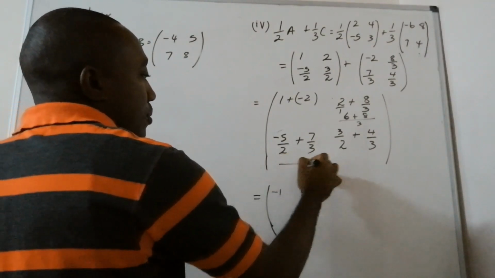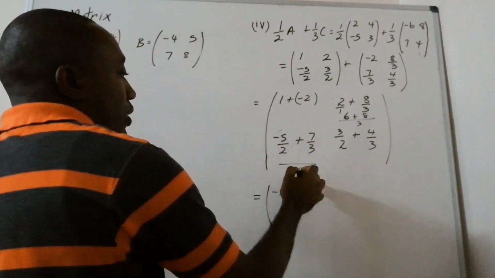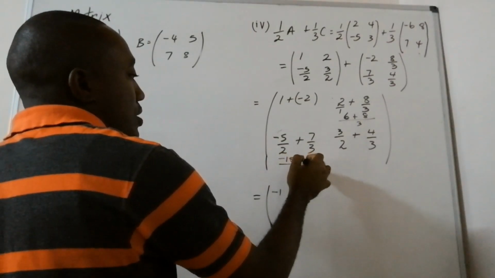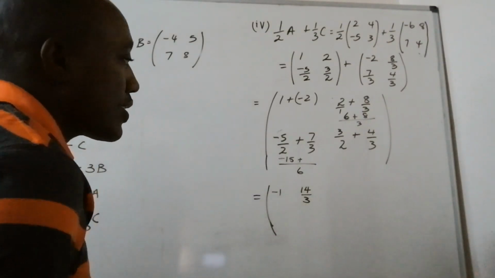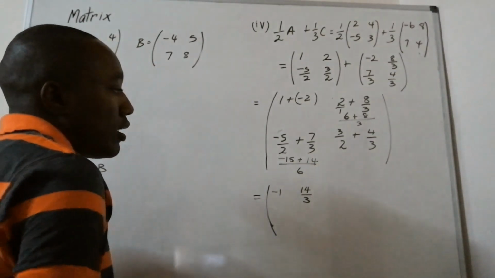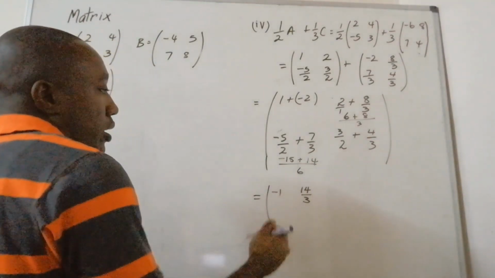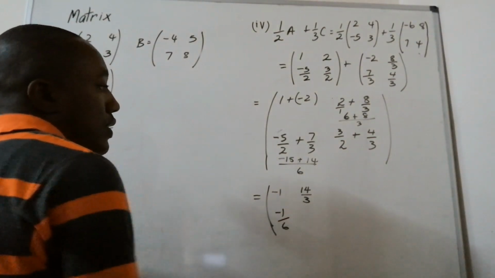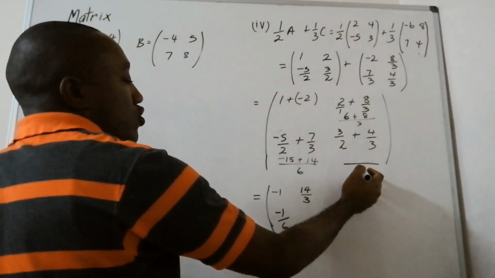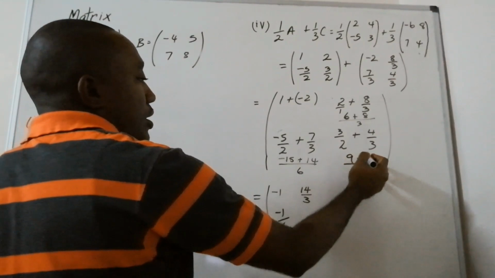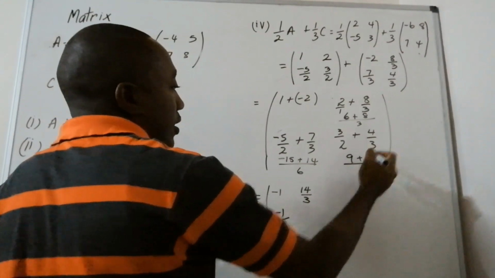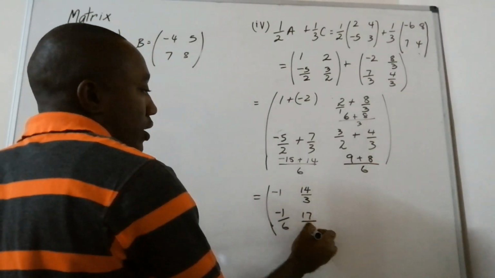Alright, LCM here will be 6. 2 into 6, 3, 3 5s are minus 15, plus 2, 3 into 6 is 2, 2 7s are 14, minus 15 plus 14, which will give us minus 1 over 6. Then 6 here, 2 into 6, 3, 3 3s are 9, plus 3 into 6, 2, 2 4s are 8, which will give us 17 over 6.